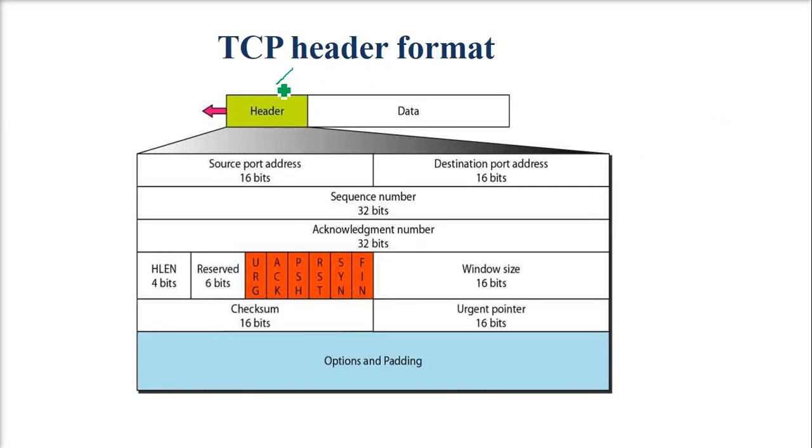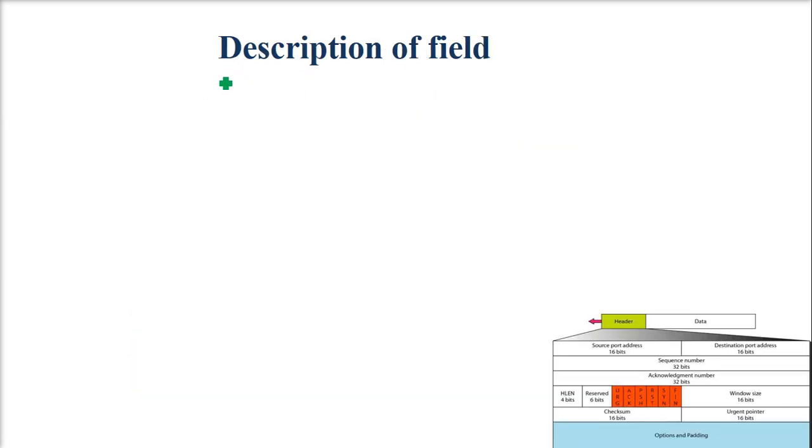So what is the header format of TCP? This is the header and this is the data. The content is being sent here, but the header is important. The header has first the source port address, which is 16 bits. Then we have the destination port address, which is 16 bits. Then we have the sequence number, the acknowledgement number, and the flags, which we are going to discuss. Then this is the window size. This is the checksum for error control. Then the urgent pointer. Then we have options and padding. Let us go and discuss them.